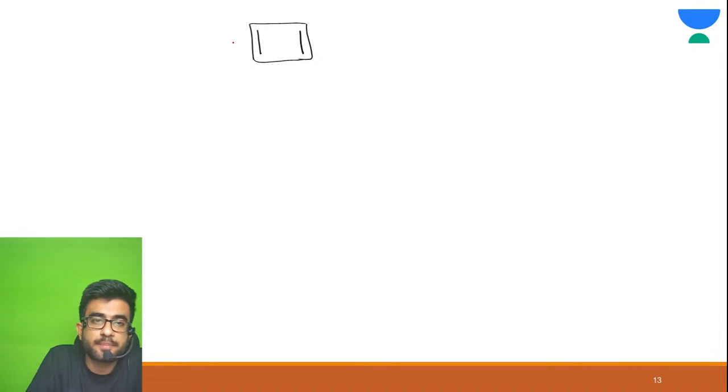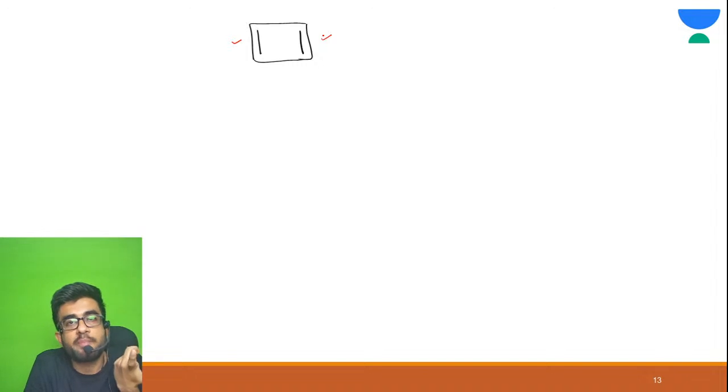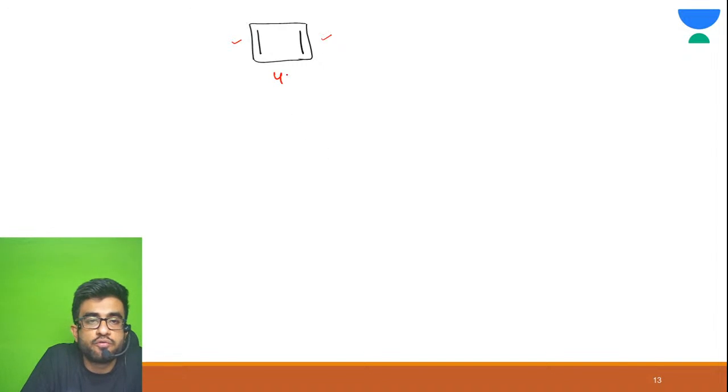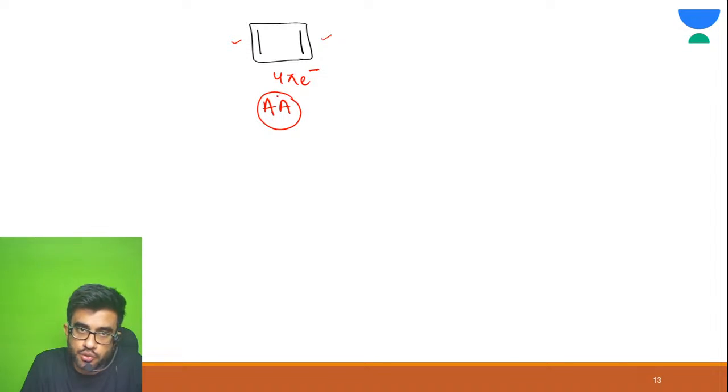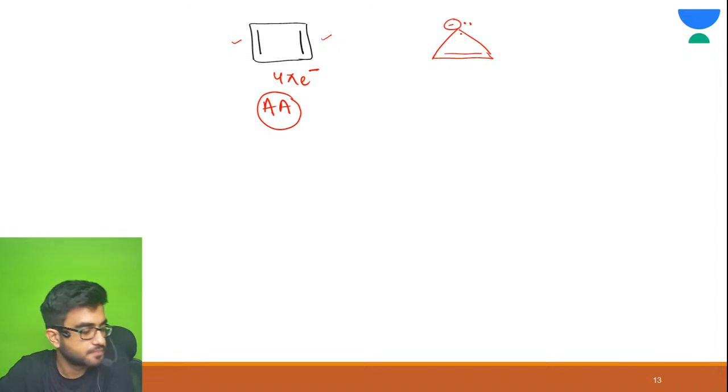Okay, this is a pi bond, this is a pi bond. So how many pi bonds? 2 pi bonds. So pi electrons, 4 pi electrons. So it is what? Anti-aromatic. AA is anti-aromatic. Are you getting my point? Now tell me whether this is anti-aromatic or not, or how many pi electrons it has.